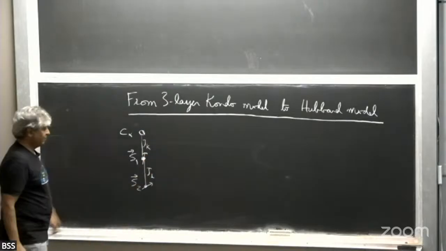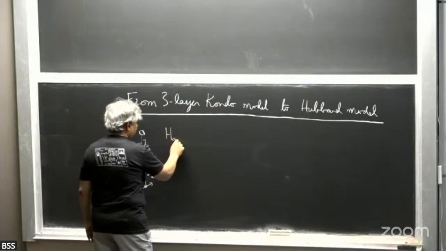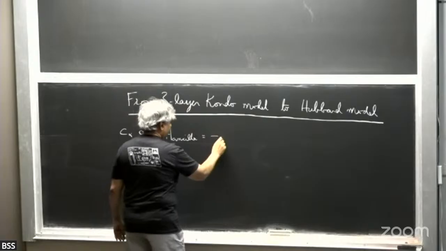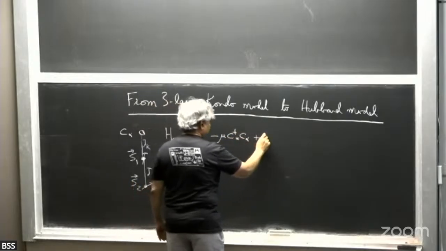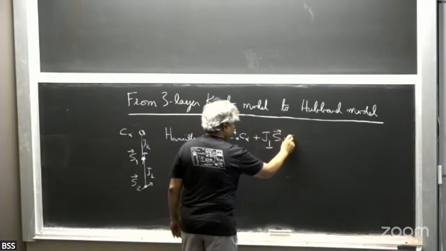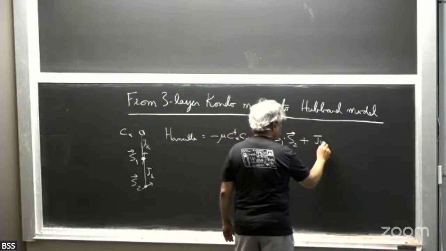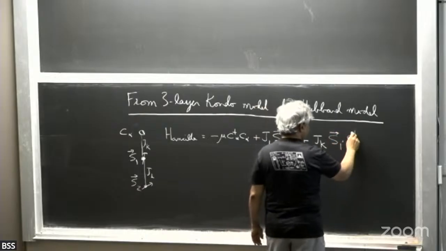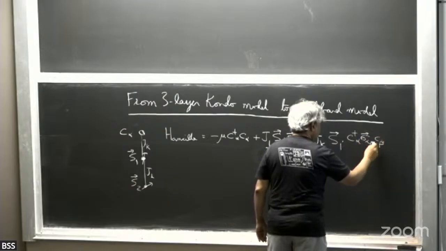And I'm just going to take free electrons. So my Hamiltonian, H ancilla, is some chemical potential, C dagger alpha, C alpha, plus J perp S1 dot S2, plus J Kondo, which will be S1 dot C dagger alpha, sigma alpha beta, C beta.